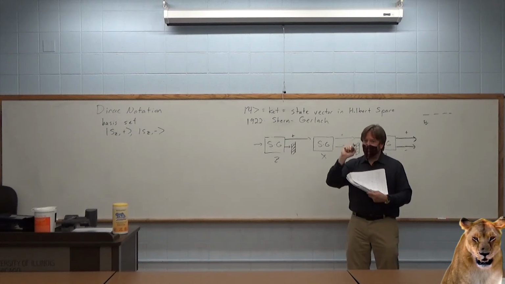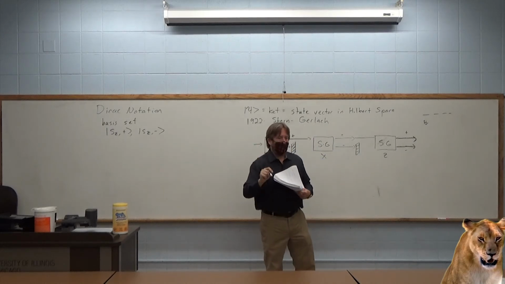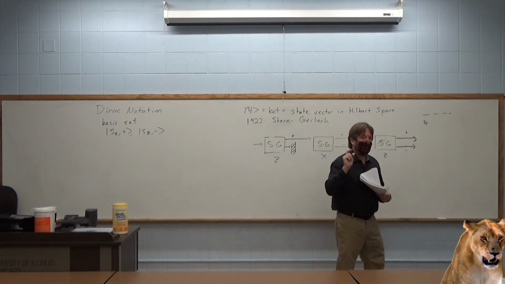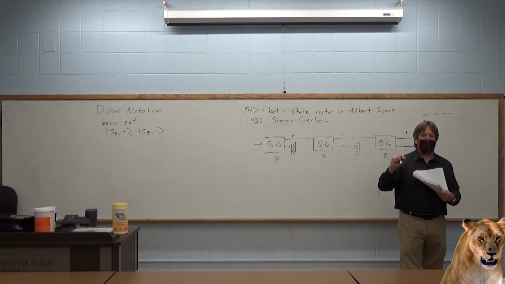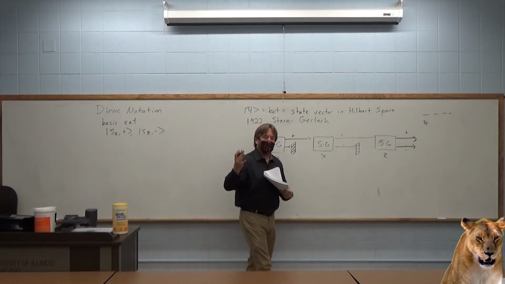A lot of you said 6. The answer is 2. There's only up or down. Dimensions don't matter. The Hilbert space is 2, up and down. And that's just because that's how it is.